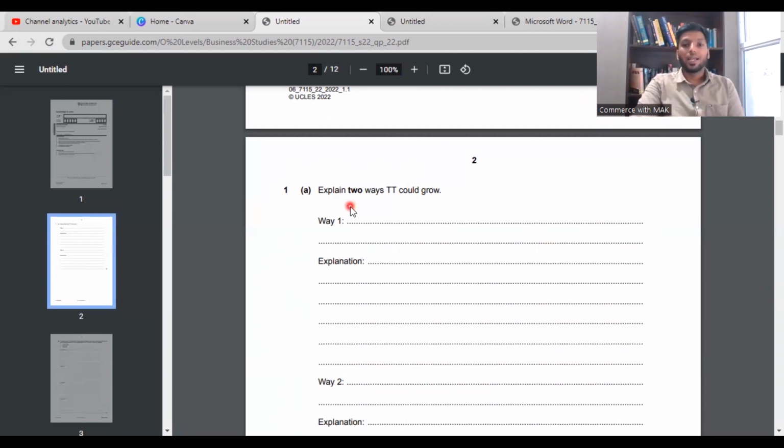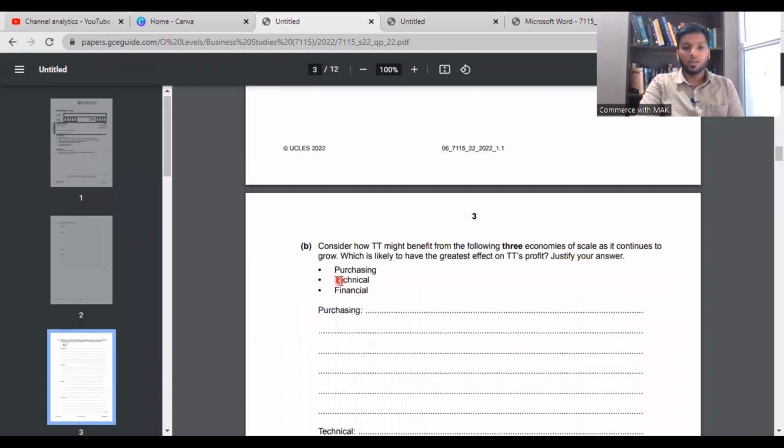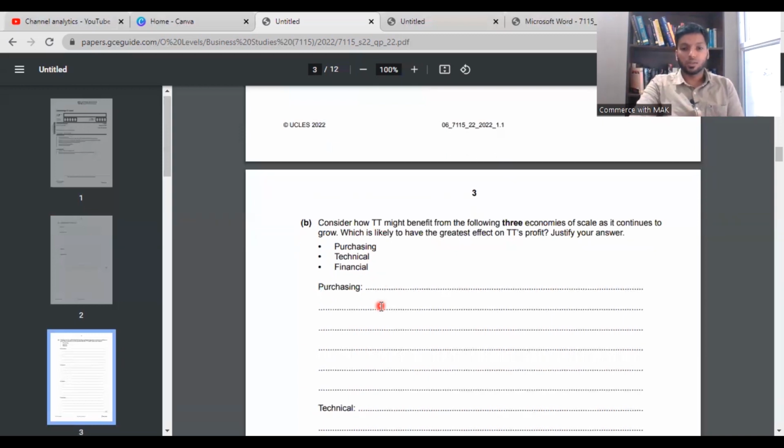Here you can see: explain 2 ways TT could grow. Way 1, explanation. Way 2, explanation. And then: consider how TT might benefit from the following 3 economies of scale as it continues to grow, which is likely to have the greatest effect on TT's profit. Justify your answer: purchasing, technical, financial. In all these 3 types of economies of scale, which will be beneficial for TT. So that's what they have asked in this question.